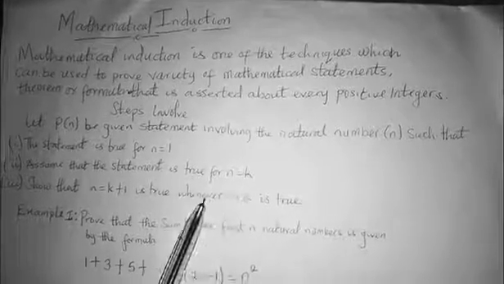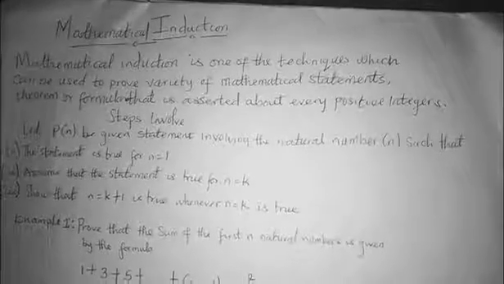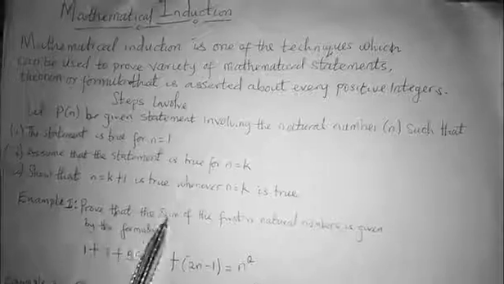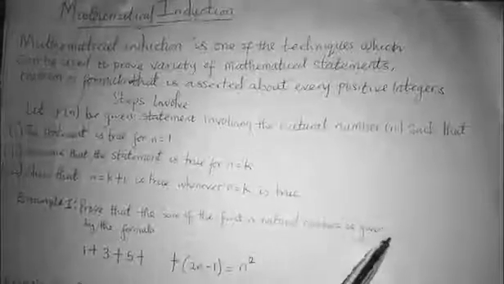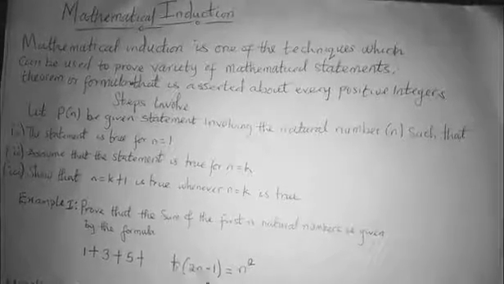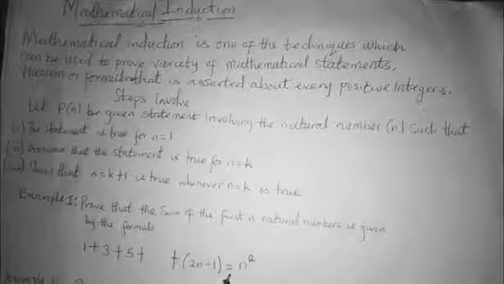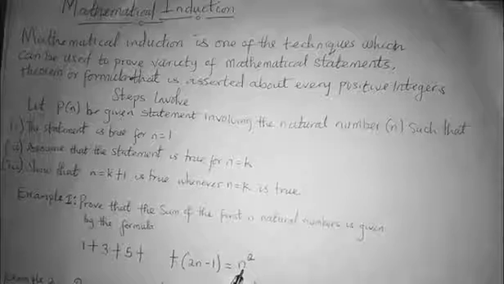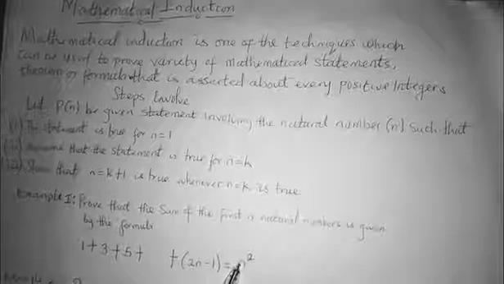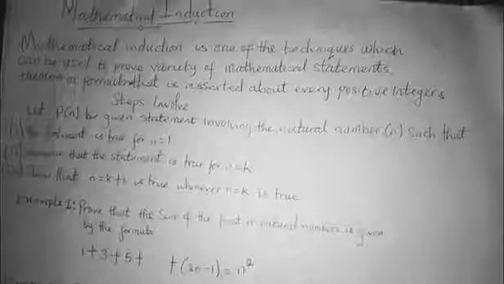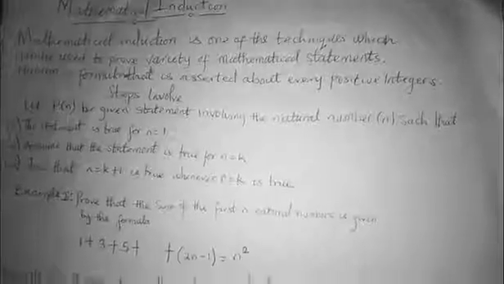So let's look at some examples. Look at this first example. It says prove that the sum of the first n natural numbers is given by the formula 1 plus 3 plus 5 plus up to (2n minus 1) equals n squared. So let's do this first example before I come back to the second one.